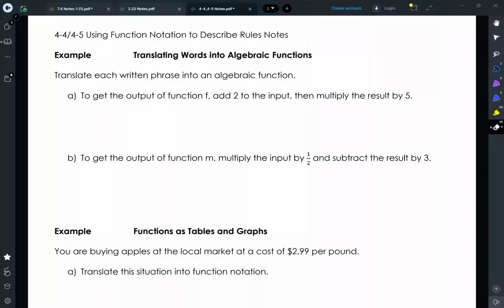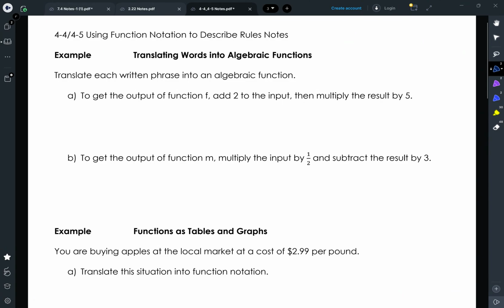Hello class, these are our Algebra 1 notes for sections 4.4 and 4.5 using function notation to describe rules. So the first couple examples we're going to look at involve translating words into algebraic functions. Translate each written phrase into an algebraic function. That means we're going to take words and write math.